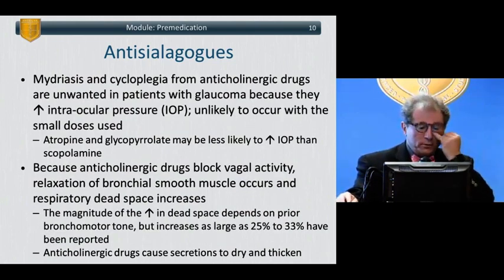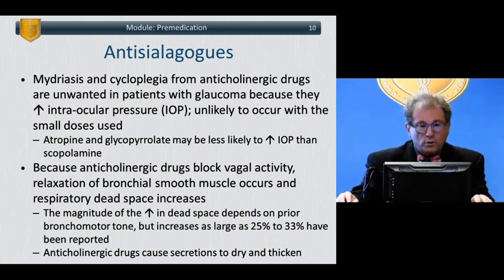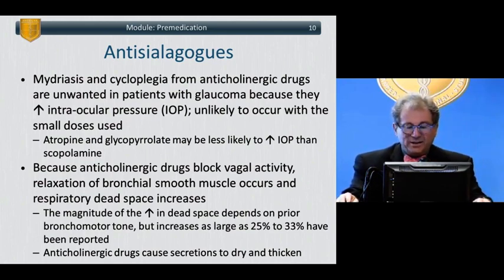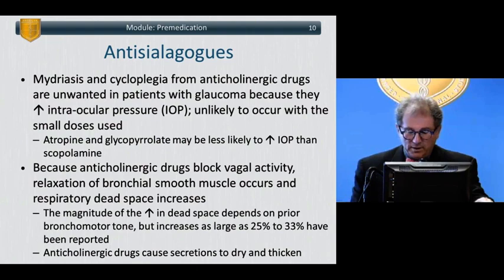Mydriasis and cycloplegia from anticholinergics are unwanted in those with certain types of glaucoma because they increase intraocular pressure. It's unlikely, though, to occur with smaller doses. And atropine and glycopyrrolate are less likely to increase intraocular pressure compared with scopolamine. Because anticholinergic agents block vagal activity, a relaxation of the bronchial smooth muscle occurs and respiratory dead space increases. The magnitude? It depends on the existing bronchomotor tone, but increases as large as a third have been reported.